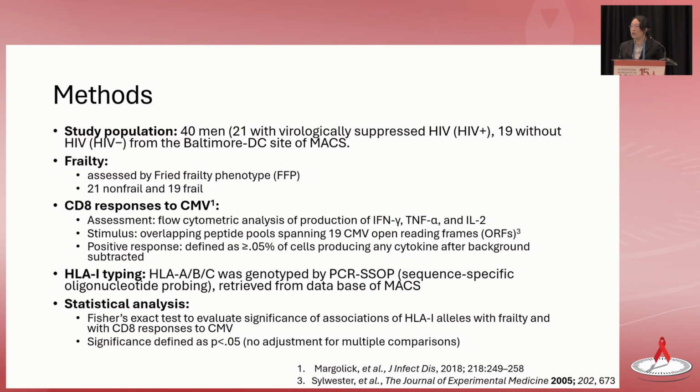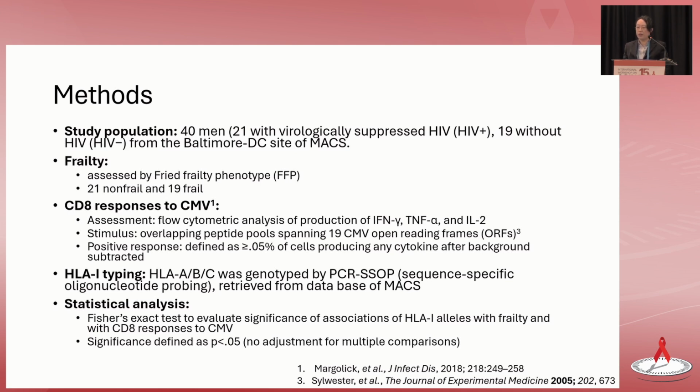The study included 40 men from the Baltimore-DC site of the MACS, 21 with virologically suppressed HIV, and 19 without HIV. Frailty was assessed by frailty phenotype. Among the 40 men, 21 were non-frail and 19 were frail. CD8 T-cell responses to CMV were assessed by flow cytometric analysis of production of IFN-gamma, TNF-alpha, and IL-2 in response to overlapping peptide pools spanning 19 CMV open reading frames.